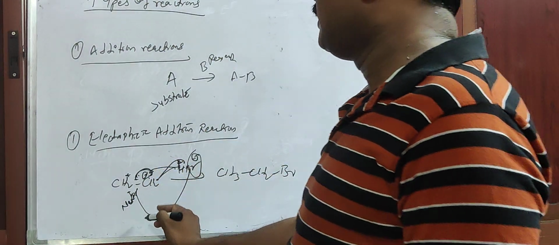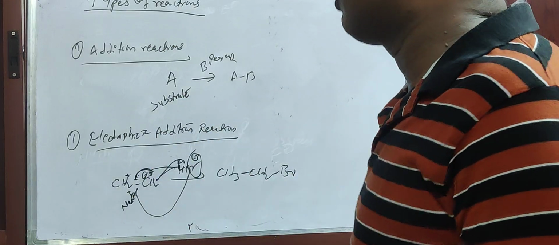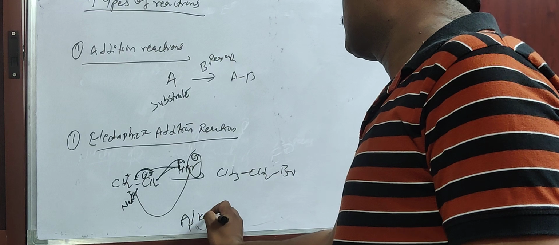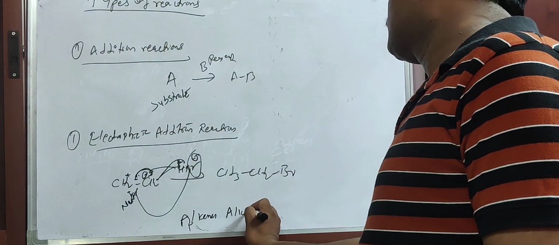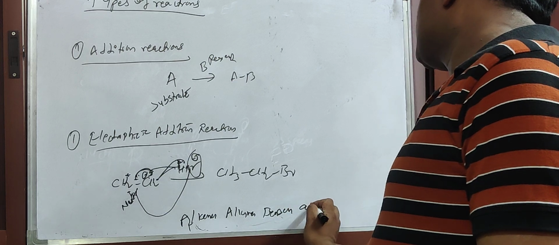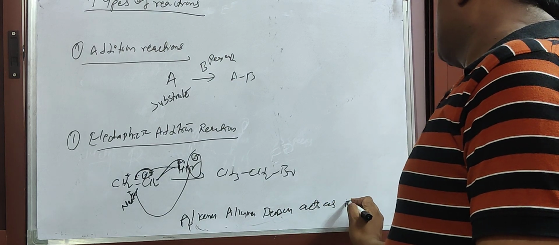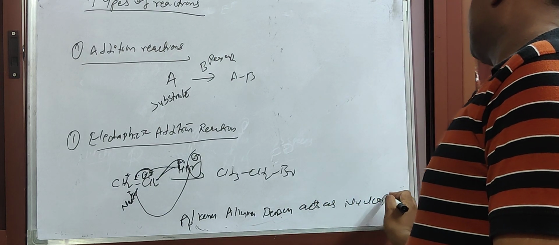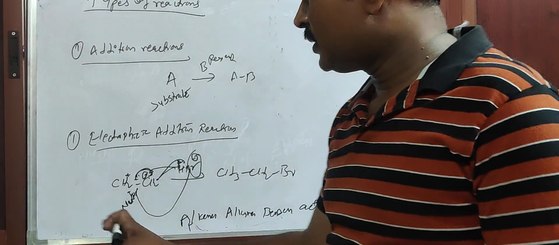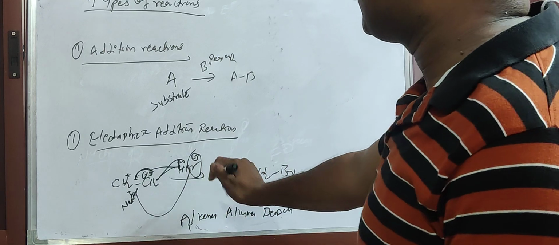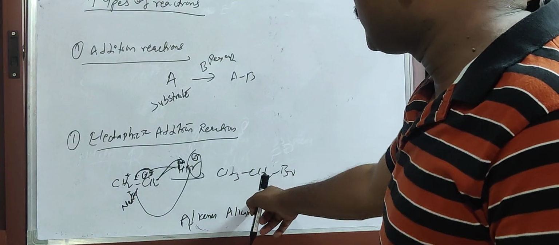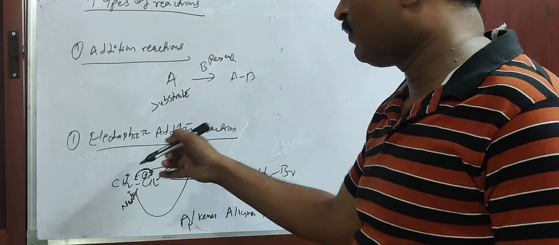Alkene, alkyne and benzene act as nucleophiles. That's why, by addition of this H plus ion, it will form the molecule called ethyl bromide. This is electrophilic addition.